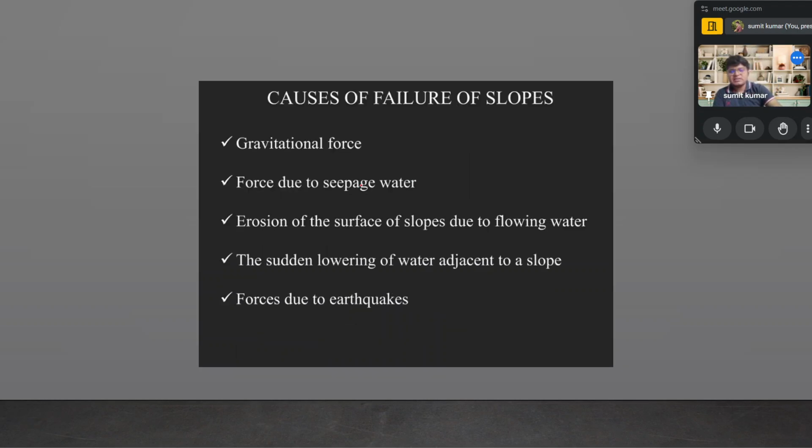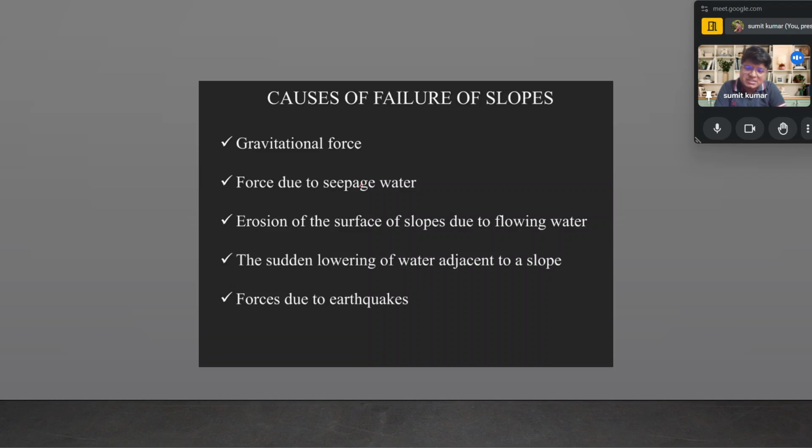Right. Now see the causes of failure of slopes. There must be some reason, and this is not the case that specific things which are created by nature or maybe man-made could fail without a certain reason. There is no possibility that, without a reason, a specific slope gets failed.